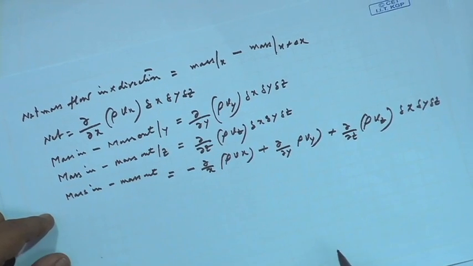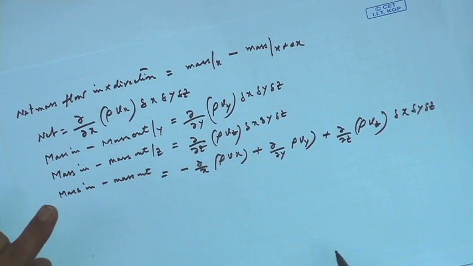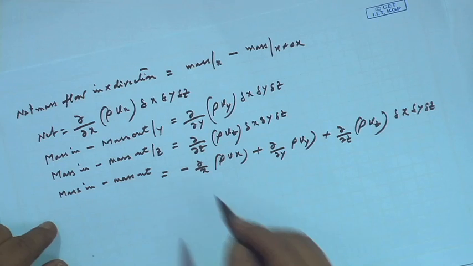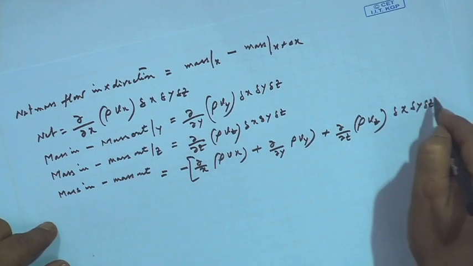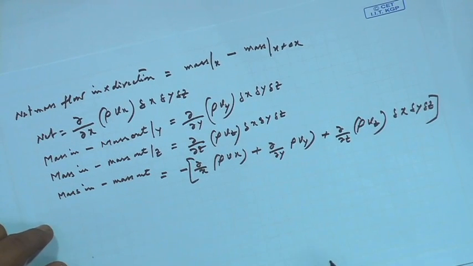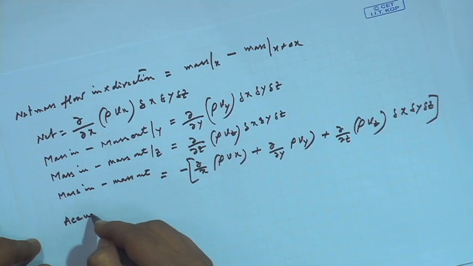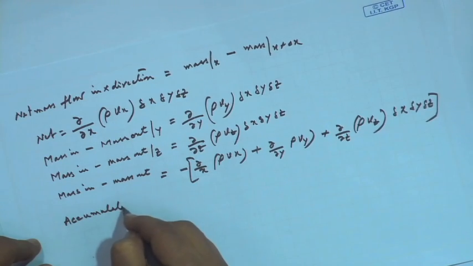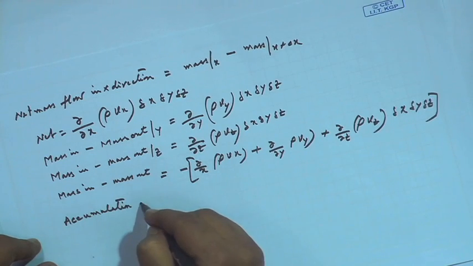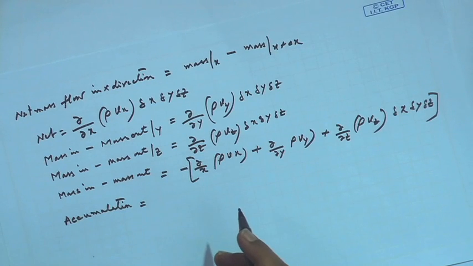So, this is mass in minus mass out. If we put it like this, then we can write like that. Okay. Then the accumulation can be written. What is the accumulation?